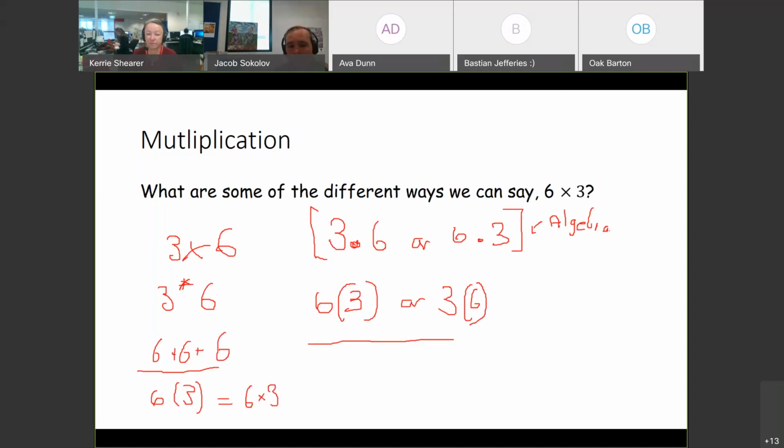The other word that nobody brought up for timesing begins with P, R, O. Does anybody want to guess what it is? Another word for multiplication. Definitely the product. The product.